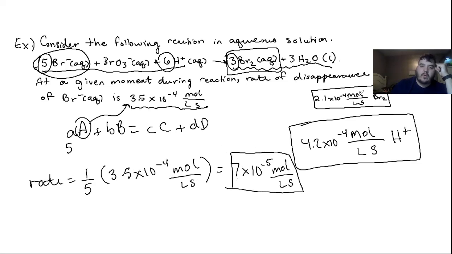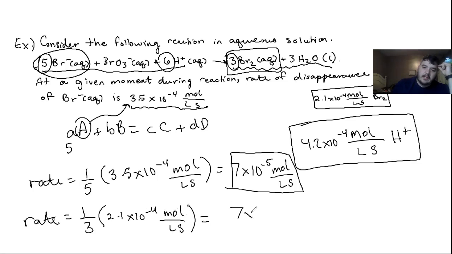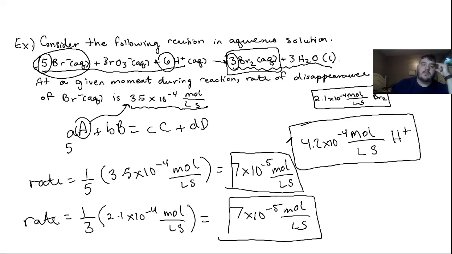Let's try the rate for diatomic bromine. Notice the diatomic bromine had 3 in front, so we're going to divide that by 3, and we're going to multiply it by the rate of appearance that we found. So that's going to be 2.1 times 10 to the negative 4 moles per liter per second. And when you calculate this, you're also going to get 7 times 10 to the negative 5 moles per liter per second. And just for good measure, let's go ahead and try this hydrogen one as well.